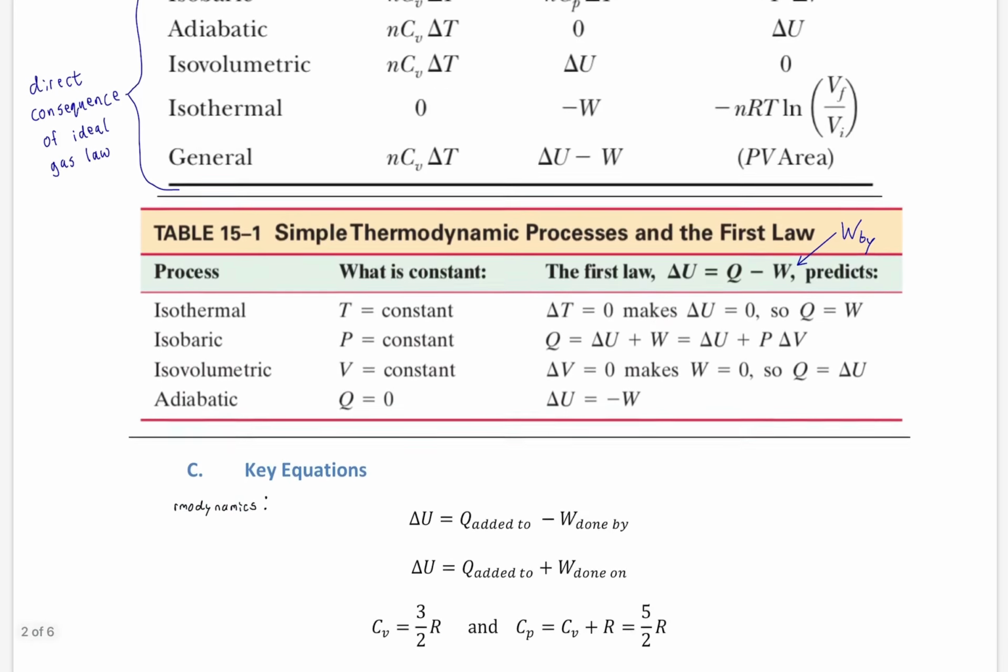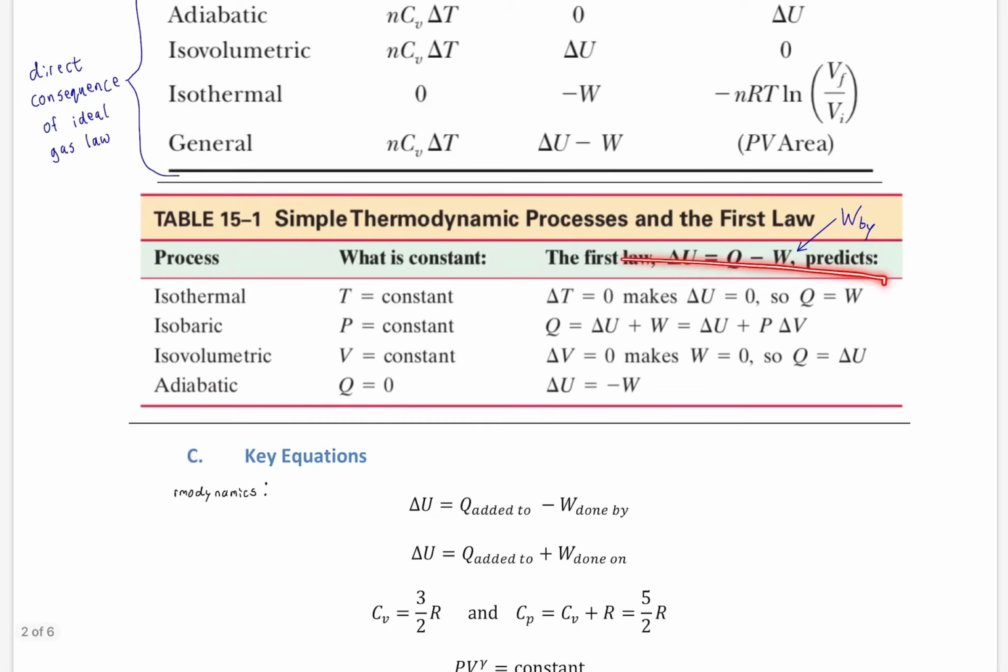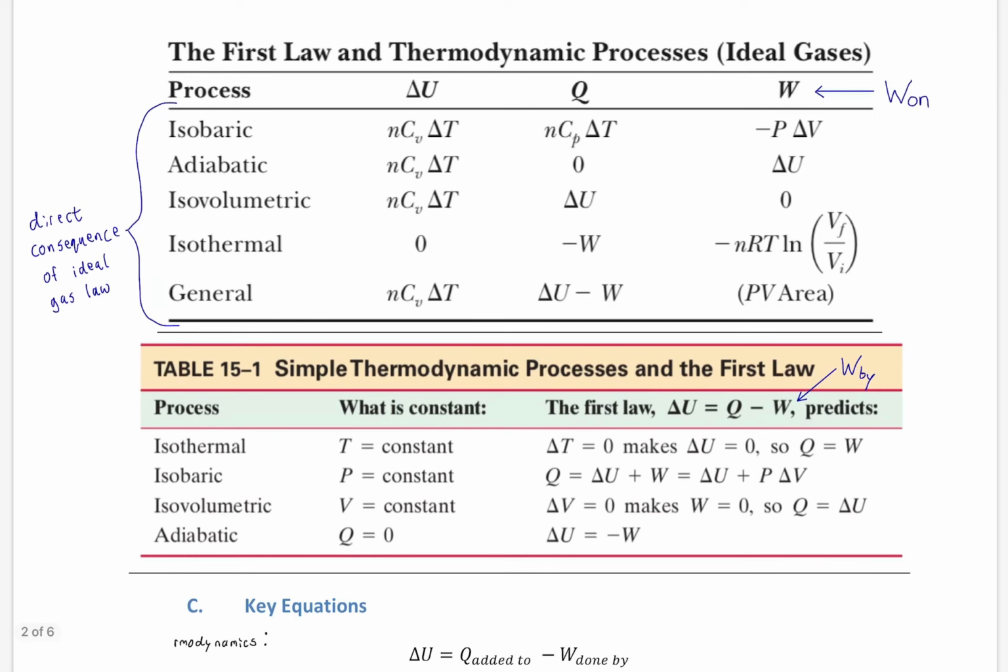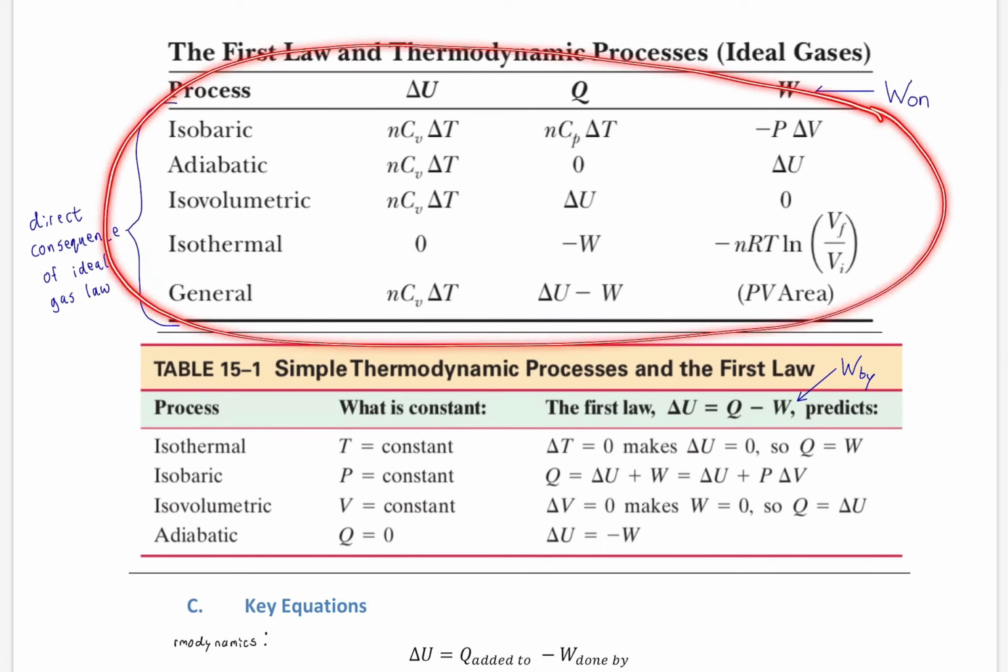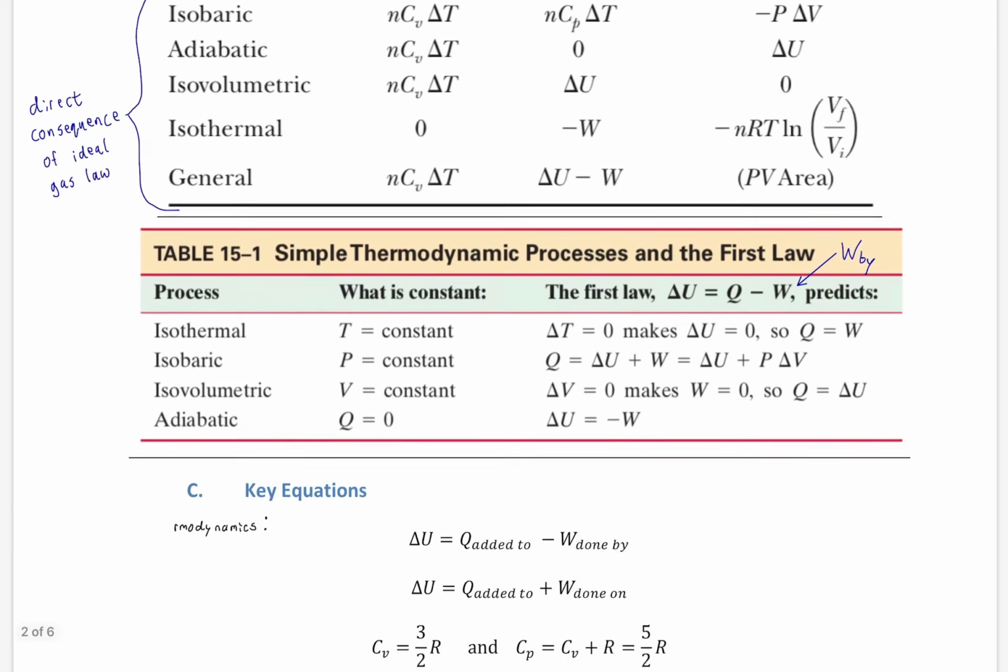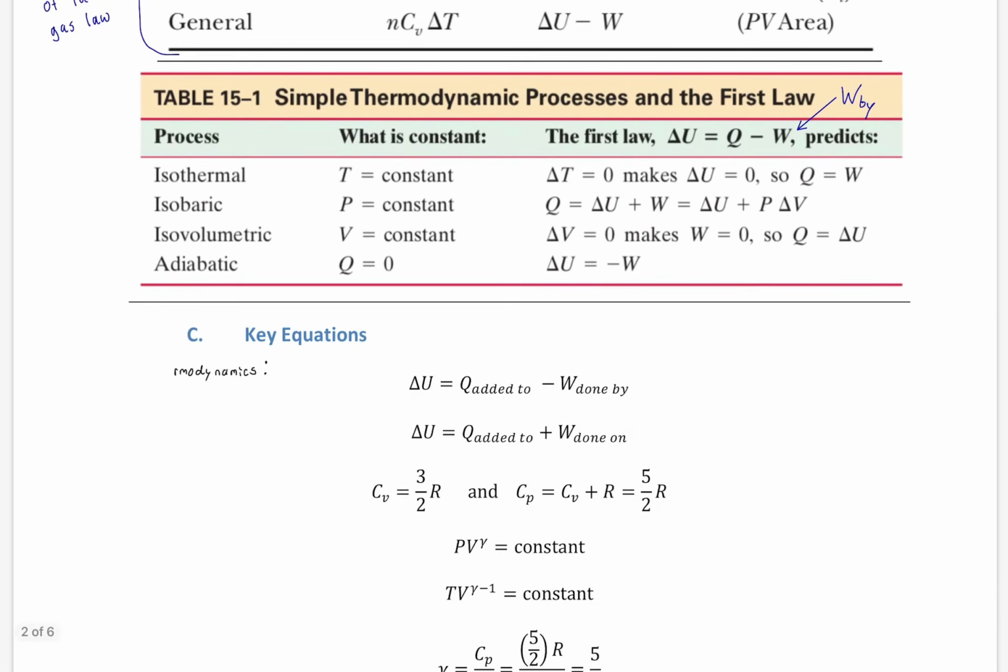Okay? So again, wonderful reference here, wonderful summary of both these tables. They're both very helpful. I probably find myself using this one a bit more, but they're both good references to remind yourself of how the first law works. But now let's see the first law down below in key equations.